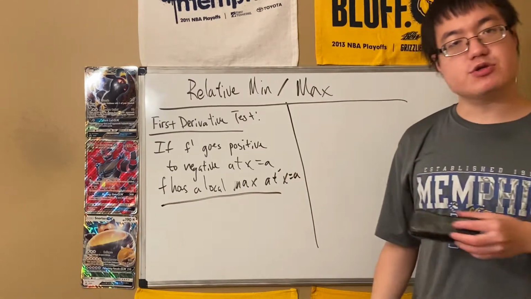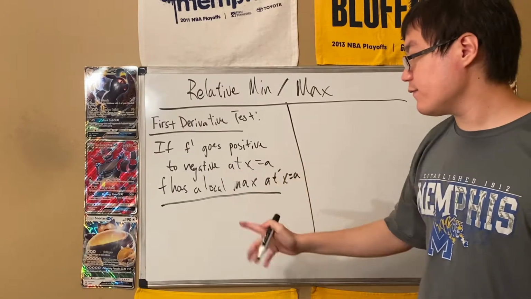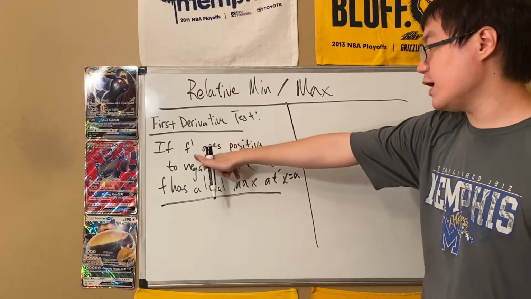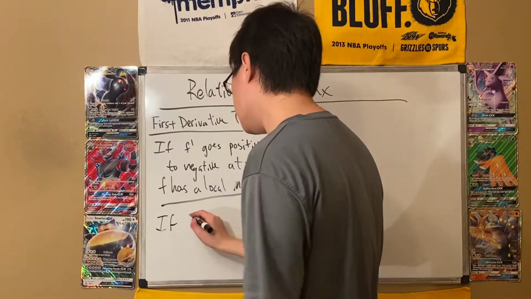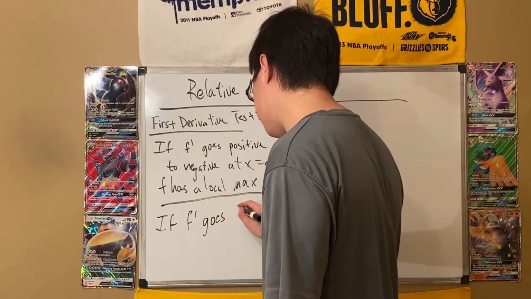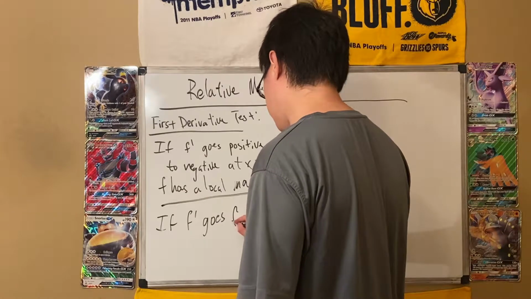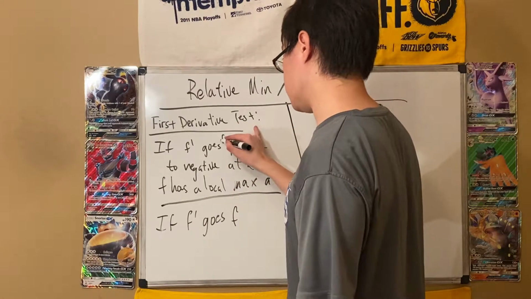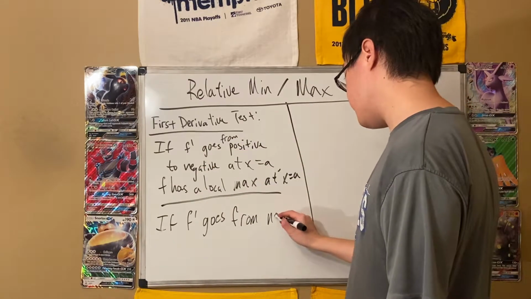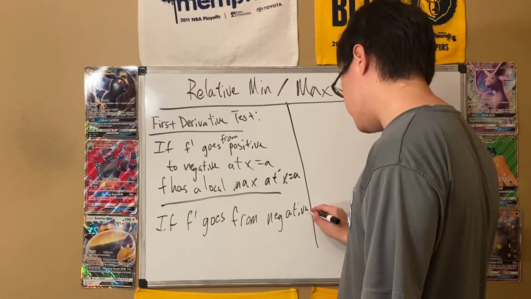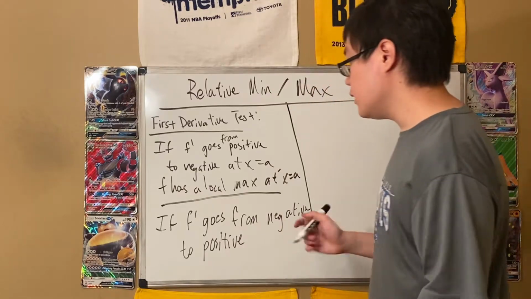Before I explain this, let me just write the reverse. The reverse is relative min. So instead of f prime going from positive to negative, a local min is when f prime goes from negative to positive. So if f prime goes from negative to positive, goes from positive to negative, goes from negative to positive. Let me quickly write this. Then it's a local min.